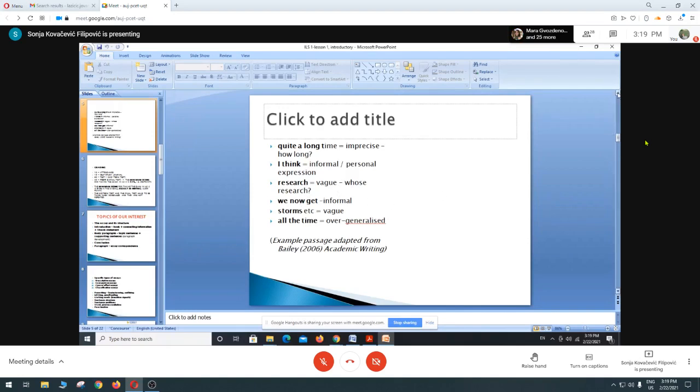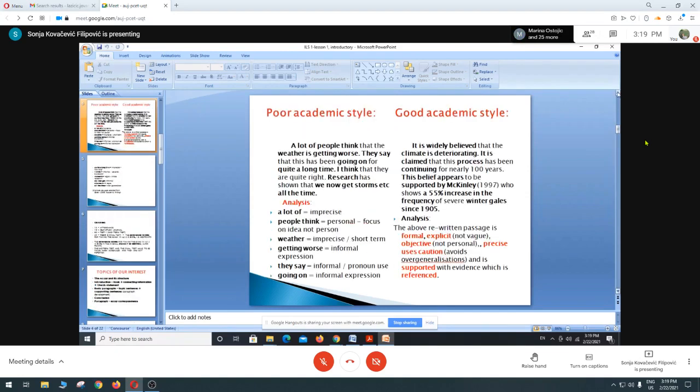Storms, it's vague. What kind of storms? Be more specific all the time. Which period of time is covered? It's overgeneralized. So this is what is wrong with the given set of words. Now, how can we improve it and transfer it into good academic style?